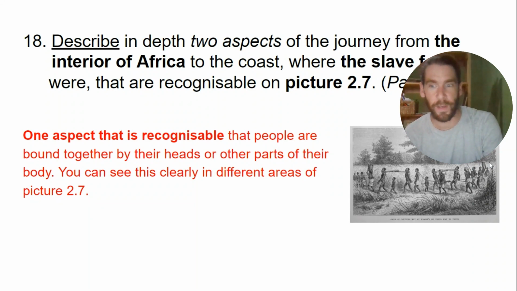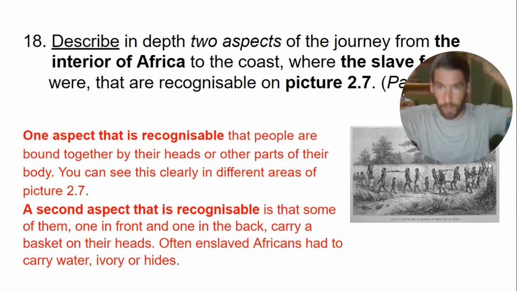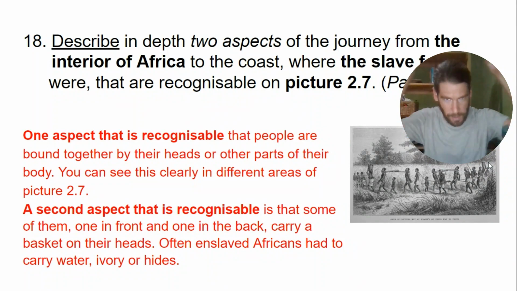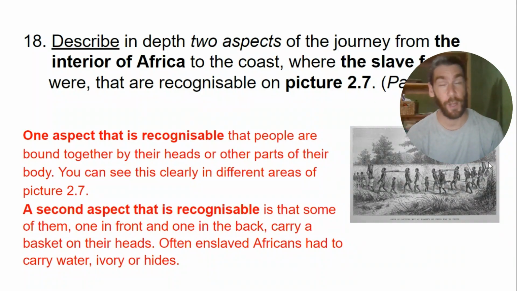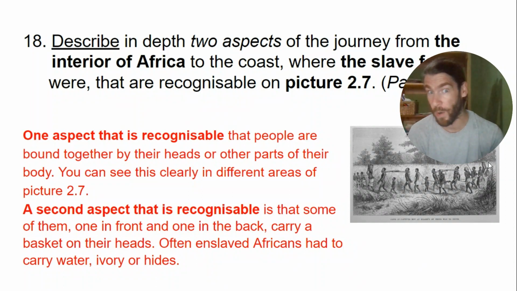Another aspect that you can recognize on the picture below is that some of them, one in front, that's here, and one in the back, that's here, carry a basket on their heads. Often enslaved Africans had to carry water or ivory or hides, and here they put it on their heads, but there are also other ways in which they could carry them. The kidnappers or the people who were doing raids, perhaps another group of African people, perhaps Arab Africans, also made them carry other stuff so they could make more profit and earn more by doing this.